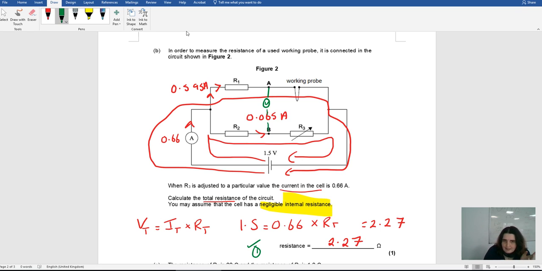So in this consideration, I've got R2, which was, I believe, 22, is that right? Yeah. So I can work out the voltage on R2, so 22 times 0.065. So this is 1.43. Okay, and in this case, R1 was 2.4. So 0.595 times 2.4 is 1.428.